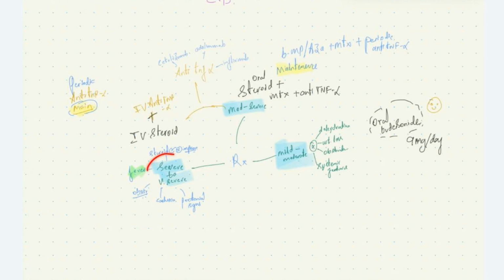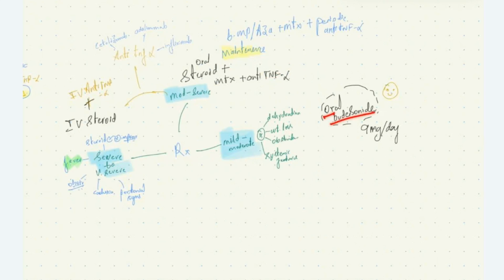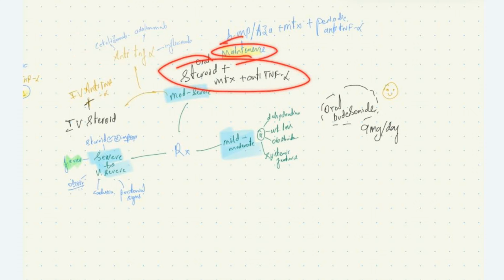In mild to moderate disease of Crohn's disease, we give oral budesonide, 9 mg per day. No maintenance dose is required in case of mild to moderate disease. Only oral budesonide is enough. In moderate to severe disease, we give oral steroid. Along with that, we give methotrexate and anti-TNF alpha agents. Anti-TNF alpha agents are infliximab, adalimumab, and certolizumab. And also for maintenance, we give 6-mercaptopurine or azathioprine with methotrexate with periodic anti-TNF alpha agents.